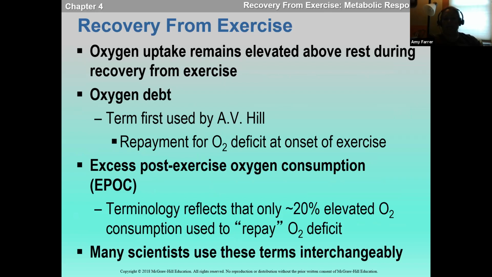They talk about this, it used to be termed oxygen debt. Now they look at it as excess post-exercise oxygen consumption, or EPOC. So realistically, probably 20% of that elevated O2 is actually paying back the oxygen deficit. The rest of it is to rebalance some things. You're going to find most of the time in the literature these are used interchangeably.